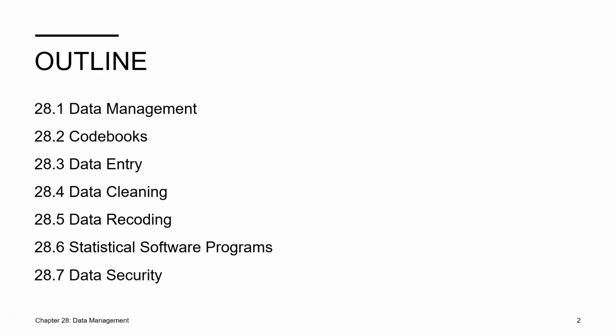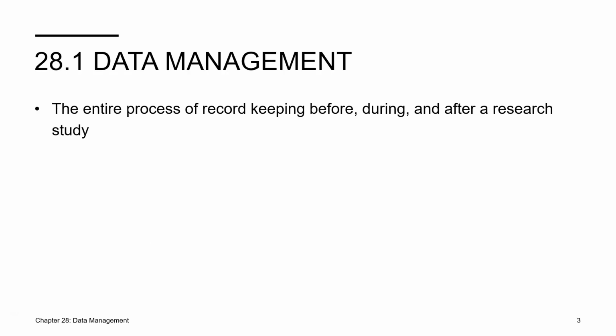Here's an outline of the chapter. Section 28.1 covers data management. Section 28.2 covers codebooks. Section 28.3 goes over data entry. Section 28.4 goes over data cleaning. Section 28.5 goes over data recoding. Section 28.6 covers statistical software programs, and Section 28.7 goes over data security.